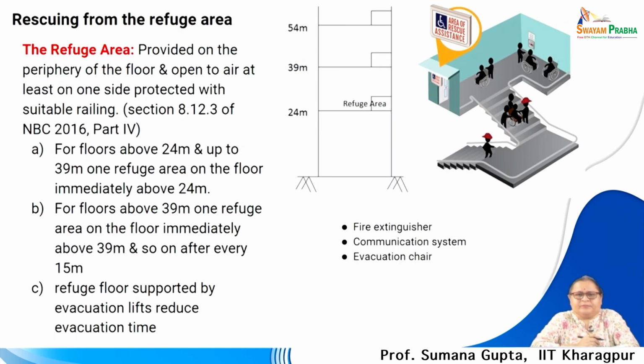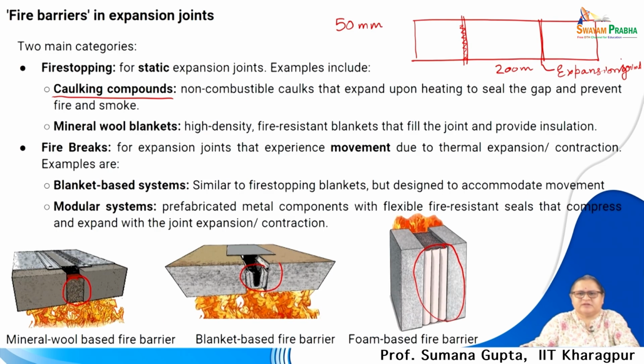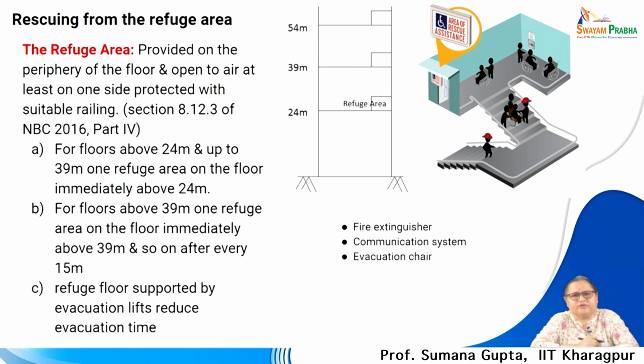There are mandates for high rise buildings, as we had seen in the list of buildings. As you see, residential buildings more than 15 meters or hotels more than 12 meters. That means there is a height limit, and you have to take permissions from the fire authority. So, they will give you permissions only when you have a refuge area. For buildings which are more than 24 meters, it is mandatory to have a refuge area.